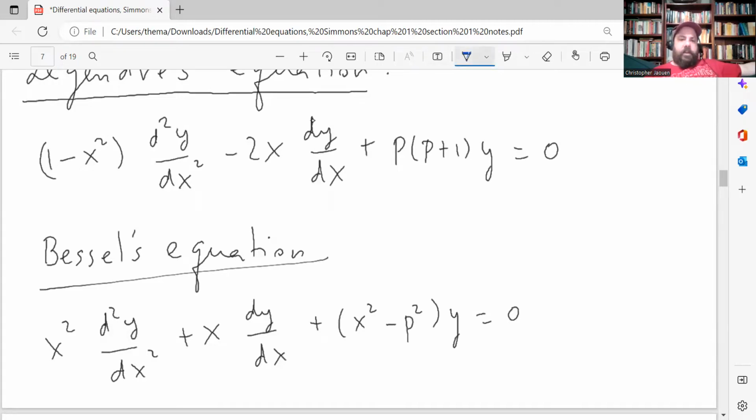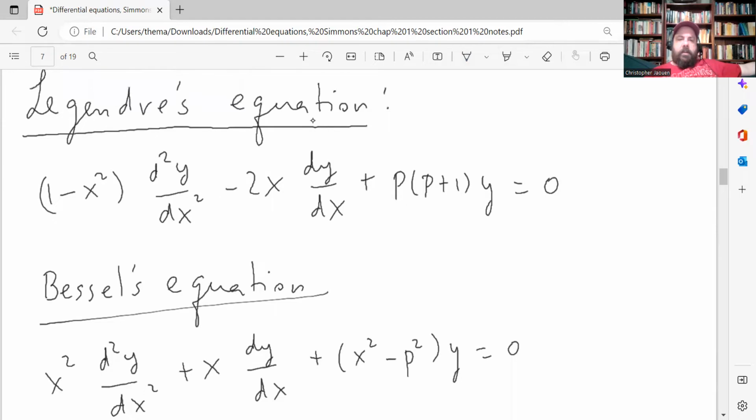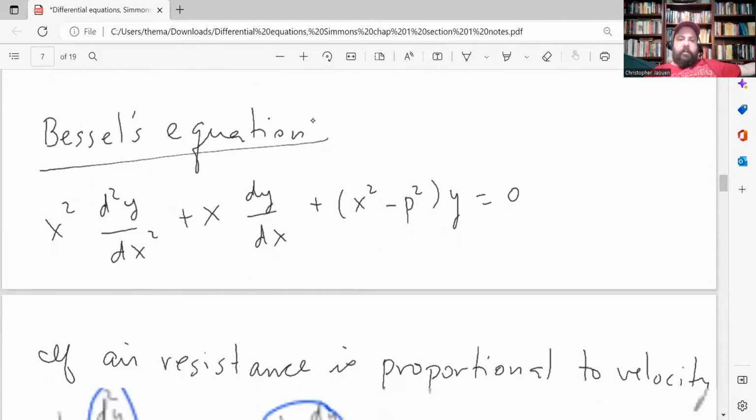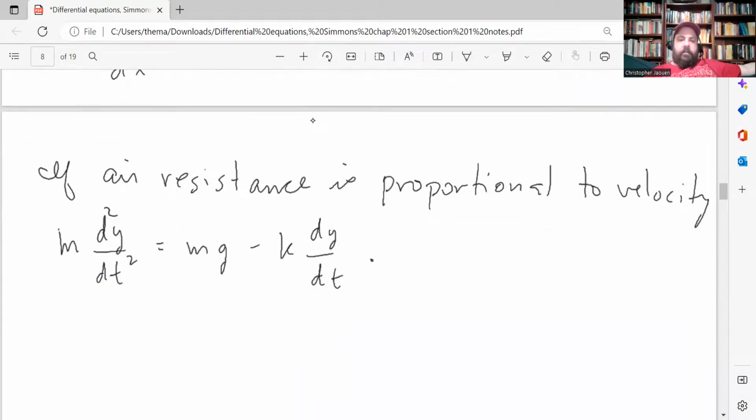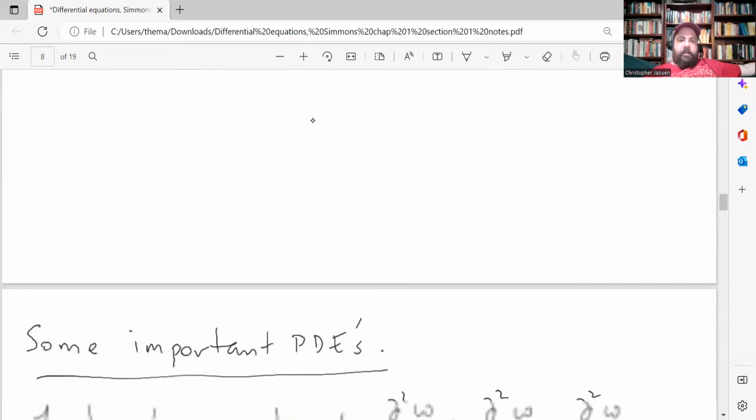This is called Legendre's equation, and the second equation is called Bessel's equation. So these are very important equations that come up in physics. I'm sure we'll be looking at these a lot in the book later on. If you've heard of Bessel functions, they come from this Bessel's differential equation. Right, we talked about that.